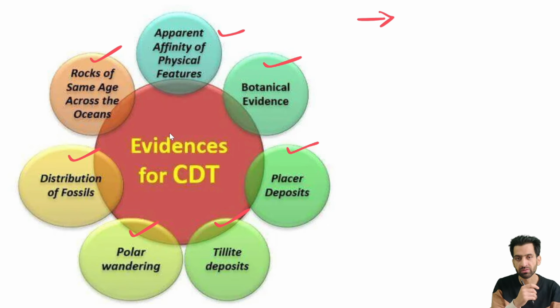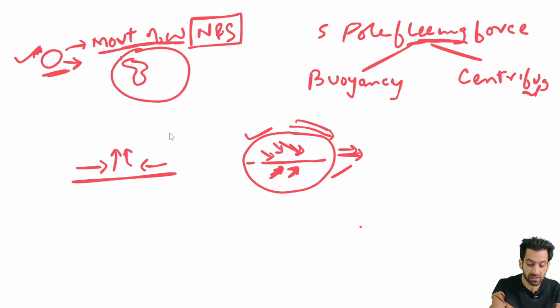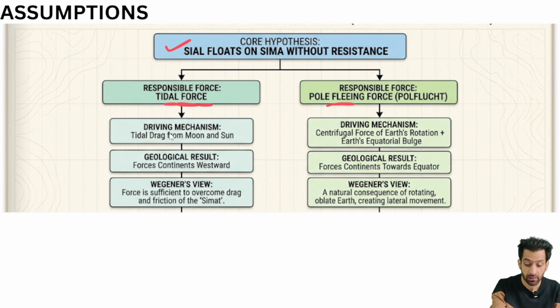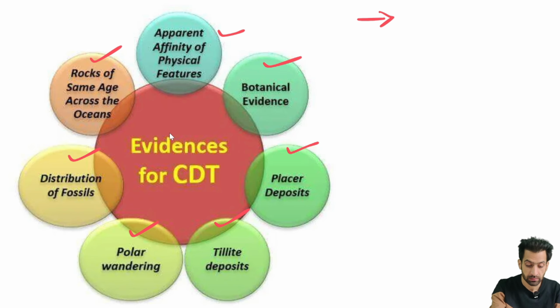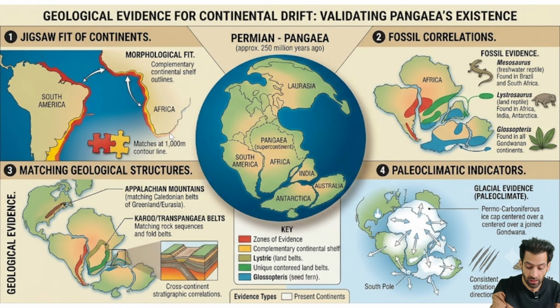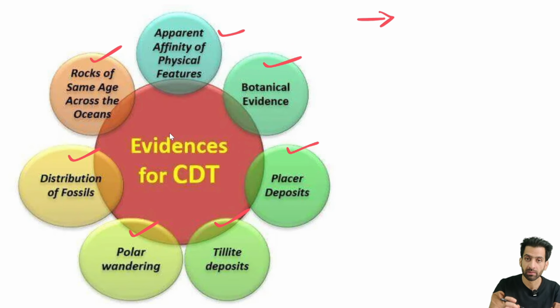Actually, it's an established fact right now that continental drift has happened. But the problem is that the theory has certain criticisms, certain drawbacks. As I told you, the forces that he described, are these forces? No. The formation of the island nations. Similarly, other assumptions, like sea floats on sima. What he stated is that sea floats on sima without resistance. Okay, that is the criticism.